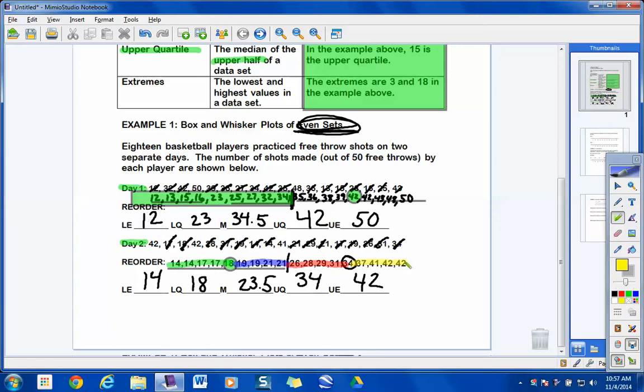How many different colors do I have up here? 4. Okay. This just represents 25% of the data fell from 14 to 18. 25% of the data fell from 18 to 23.5. The other 25% of data fell from 23.5 up to 34. And the highest 25% of data fell between 34 and 42.